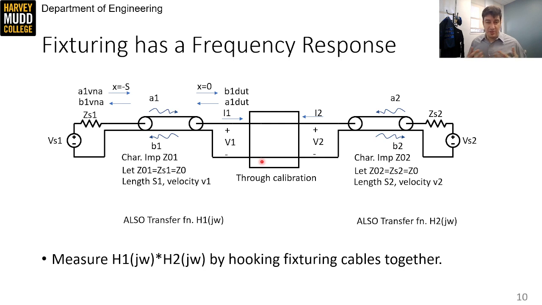The fixturing also usually has a frequency response due to attenuation and resonance in imperfectly matched connectors. However, you can cancel out the frequency response of the fixturing by measuring it first. You connect the two fixtures together using wires, hooking them directly to one another in a process that's called through calibration. Once you've done that, the VNA can measure their combined frequency response and store that information to cancel it out in later measurements.